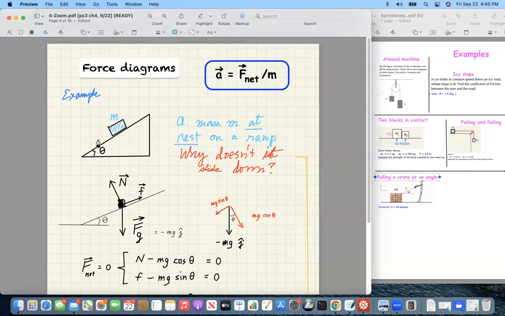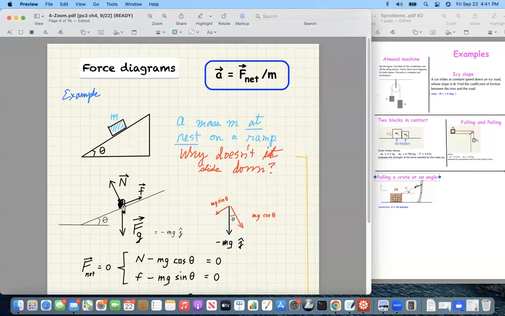Suppose we have a block resting on a ramp at rest. It's not moving. It's just sitting there. You can picture that. Well, why doesn't it slide down? It doesn't slide down because there's friction. There's a tangential force, a frictional force, which holds it up. So you would draw a picture, a force diagram. You would draw the object, in this case this block, and all the forces acting on it. You don't put anything on the force diagram except the forces. You don't put on the acceleration vector, you don't put on the velocity vector, you just put on the force vectors.